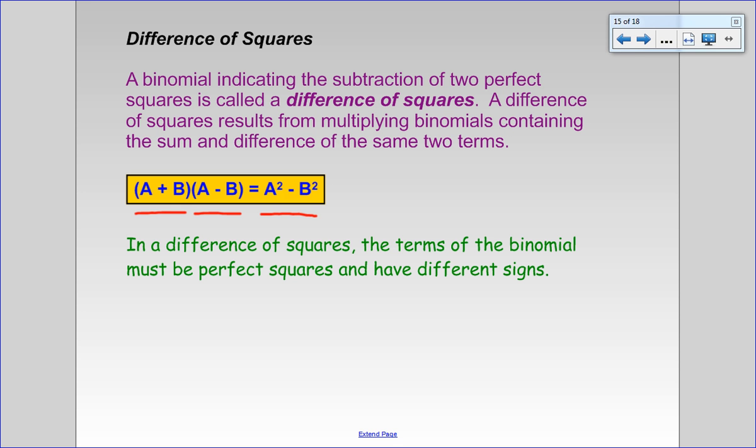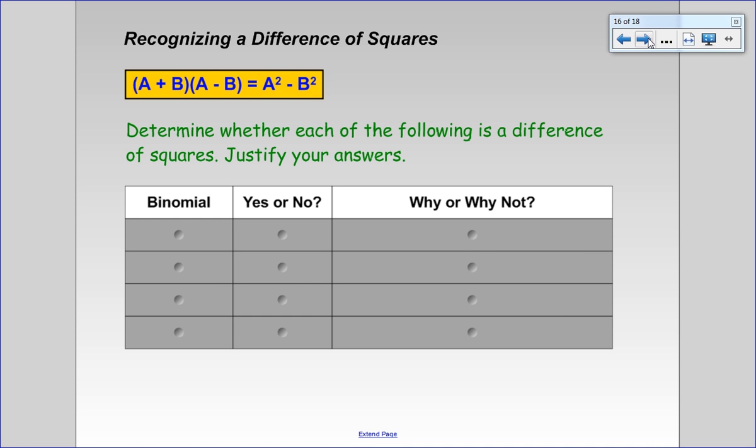Note that in a difference of squares, the terms of the binomial must both be perfect squares, and the terms must have different signs. These facts help us to identify difference of squares binomials, which are a polynomial that's relatively easy to factor. So in order to factor a difference of squares binomial correctly, we must be able to recognize this type of polynomial. Let's look at some examples and determine whether or not each of the following is a difference of squares.